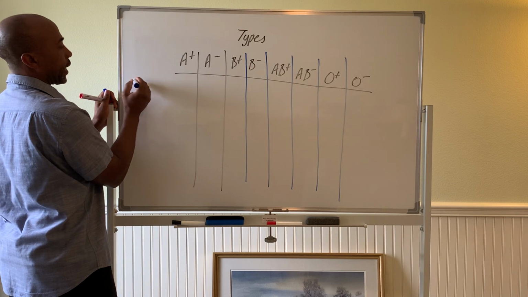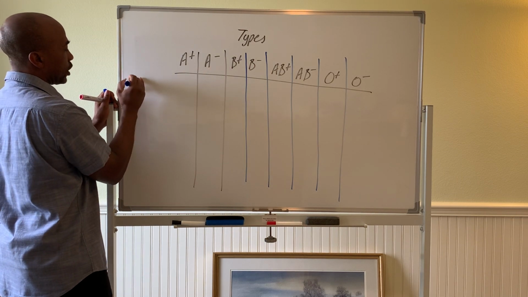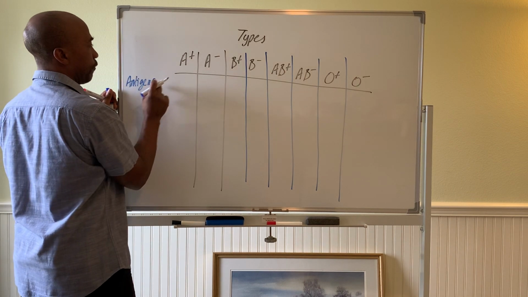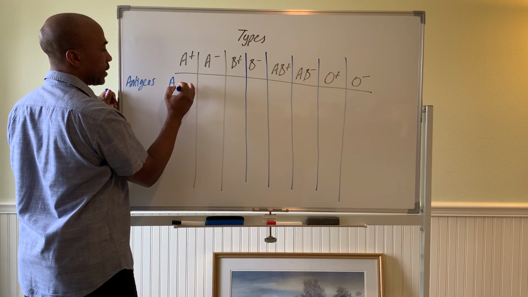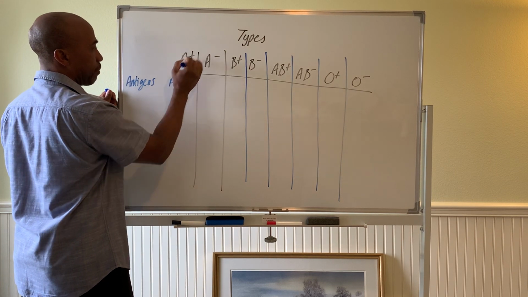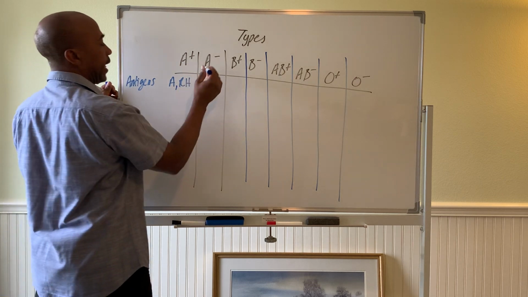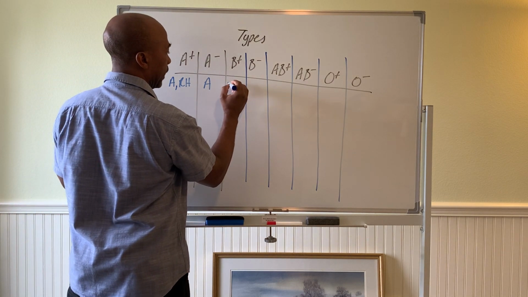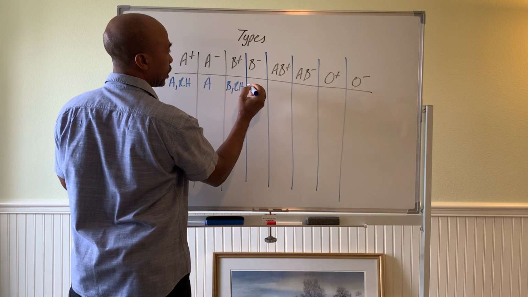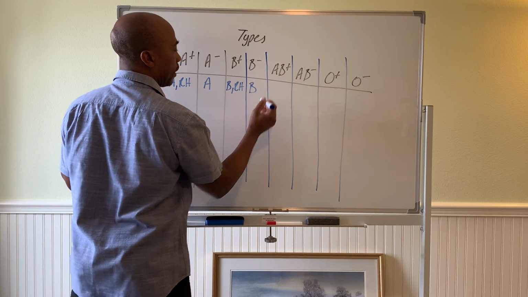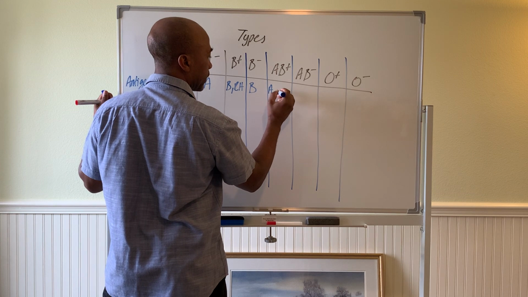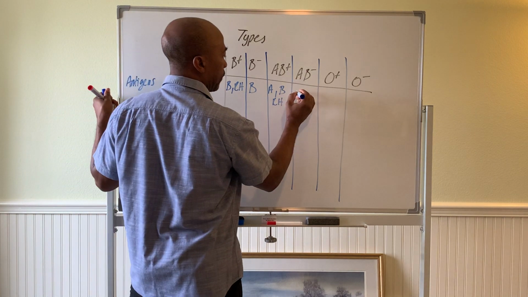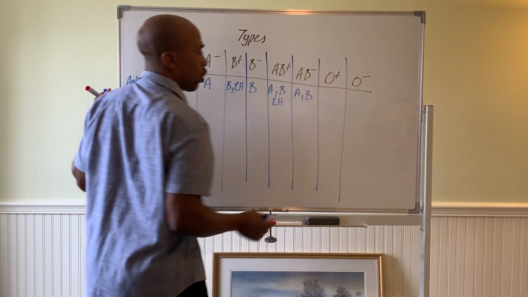All right, so first we're going to look at the types of antigens present in these blood types. If you are A positive, that means you have an A antigen and the RH antigen. That's why it's A positive. Positive means RH is there. A negative means you only have A, no RH. B positive, you have B and RH. B negative, just B. AB positive, that means you have A there, B there, and RH there. AB negative, you have A and B, no RH.